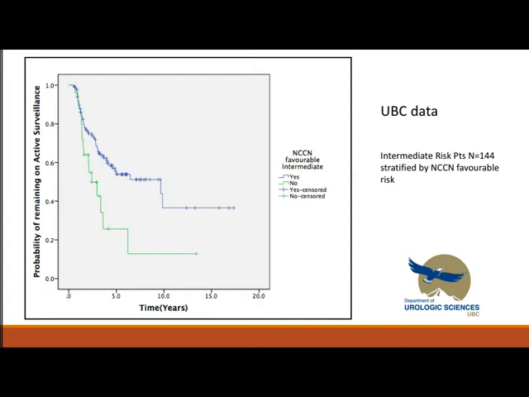So just to share with you some of our own data from UBC, we looked at our intermediate risk sub-cohort from our active surveillance group. Out of 650, we had 144 intermediate risk by NCCN criteria. And then when we stratified them by favourable versus unfavourable, you can see the difference in their progression on active surveillance. It's quite striking.